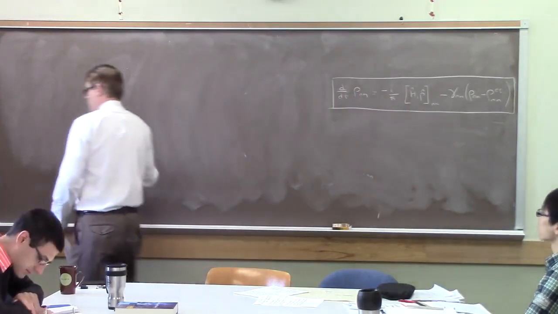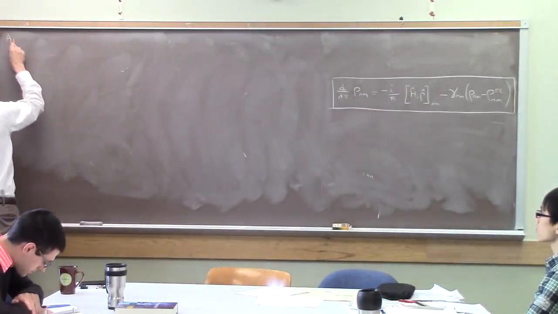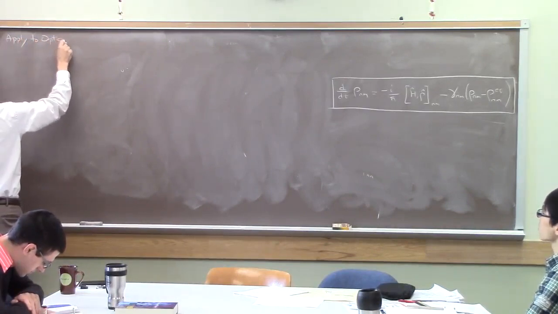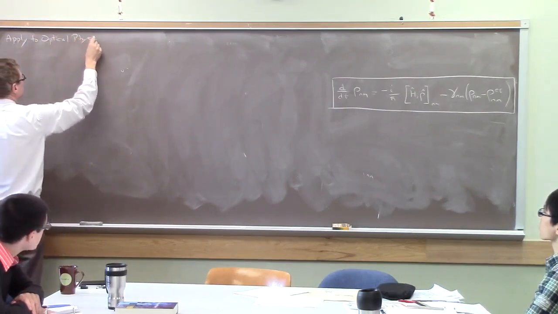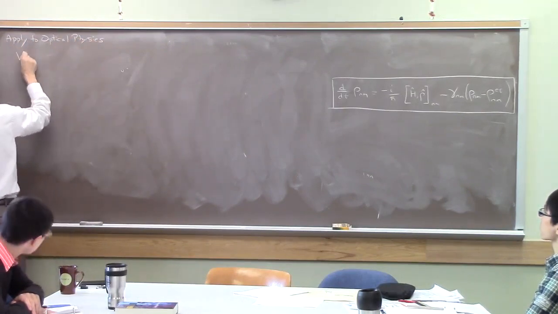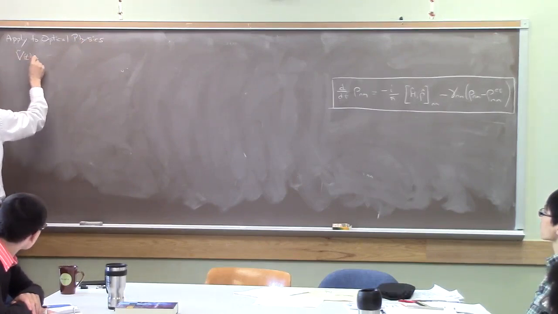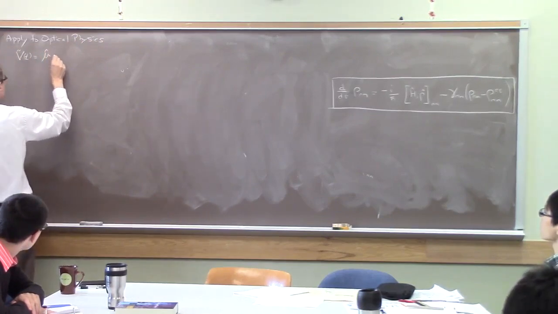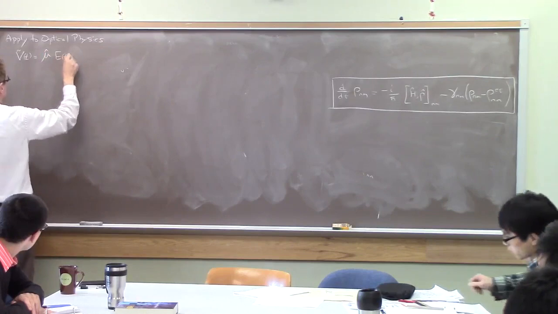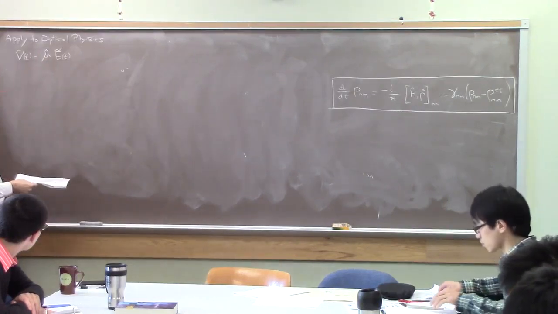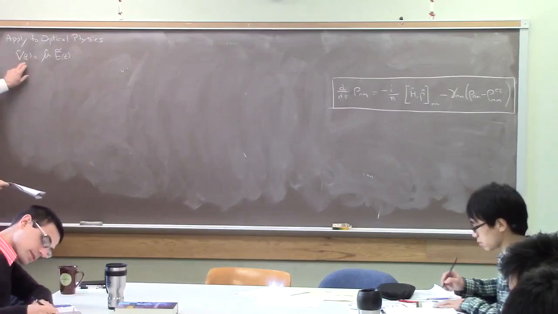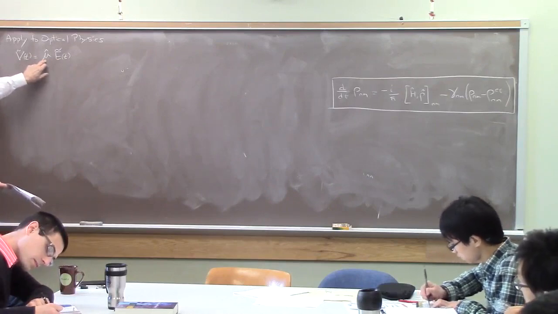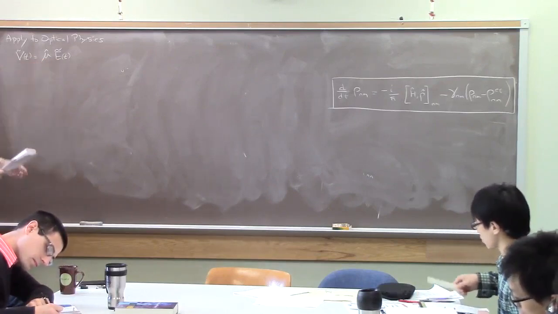Okay, now let's apply this to optical physics. And that means that V of t is mu times, I'll write it in the scalar form. So in the electric dipole approximation, the interaction energy is the electric field strength of the incident laser beam times the dipole moment operator of the atom.